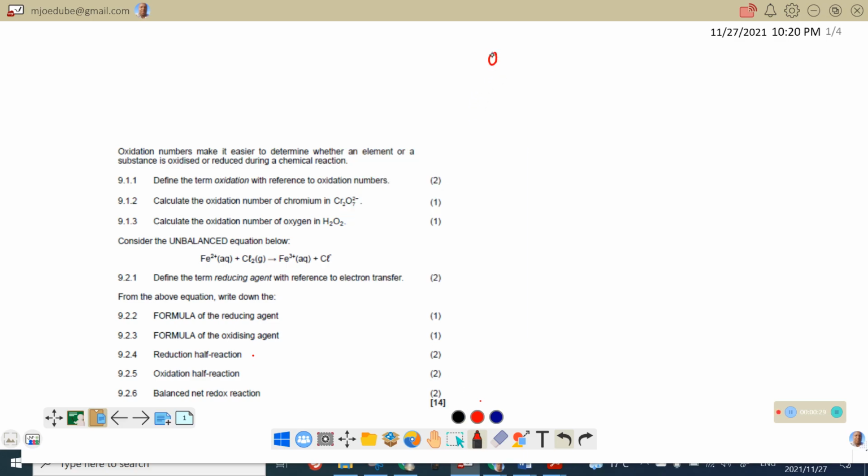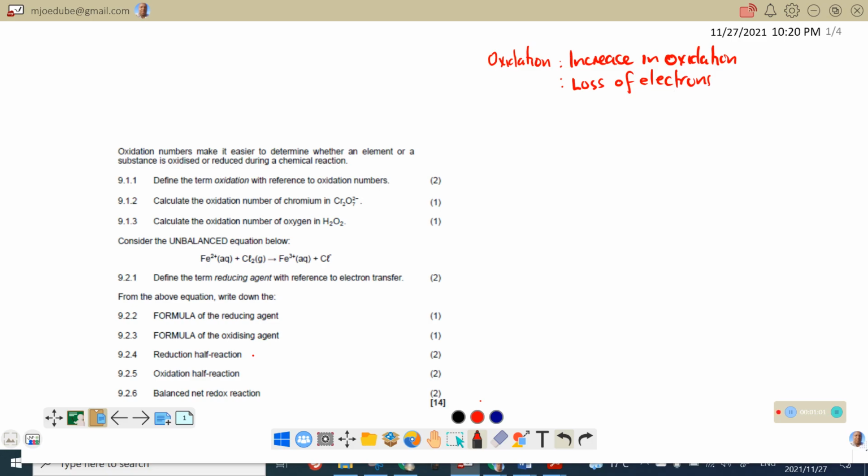We know that oxidation is a process that occurs when there is an increase in the oxidation number of the species, of the particular substance. And this increase in oxidation number will occur because the substance in particular is going to lose electrons. So it happens with the loss of electrons.